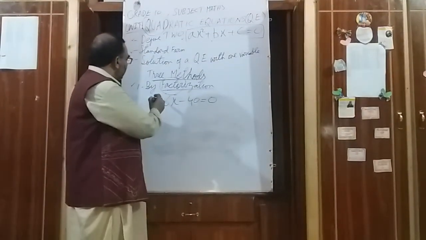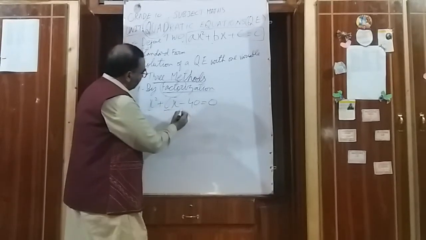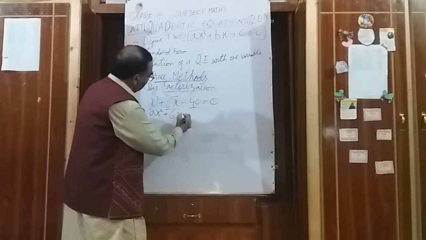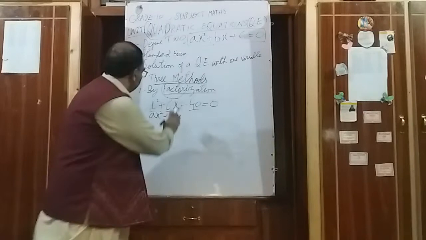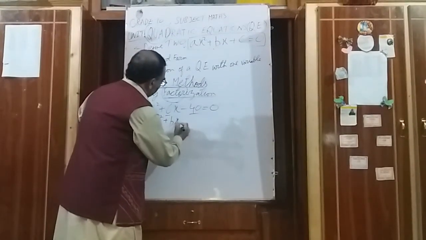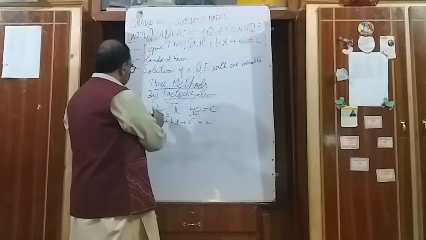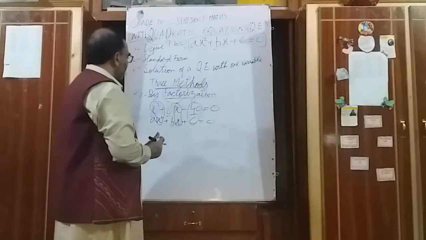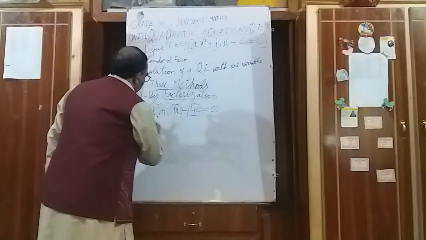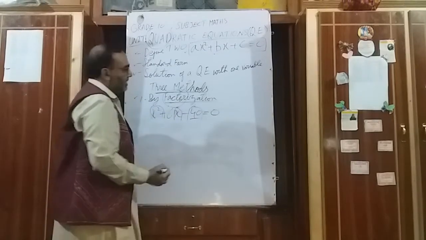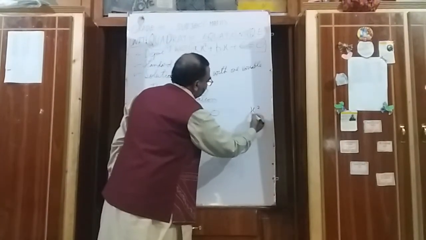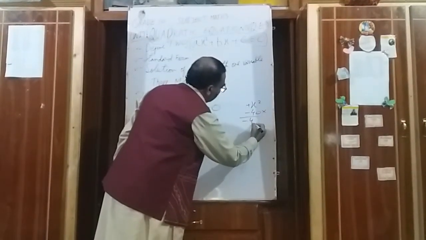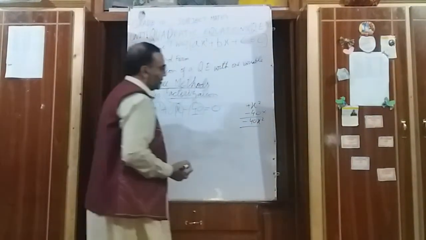So in factorization method, we will check whether this is in standard form or not. Below you will write the quadratic equation. So we can check that this is in the standard form. Now we will solve. So first term will multiply by last term. Your first term is x square, and last term is minus 40. So your result will be minus 40x square.